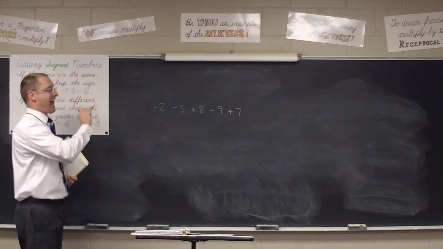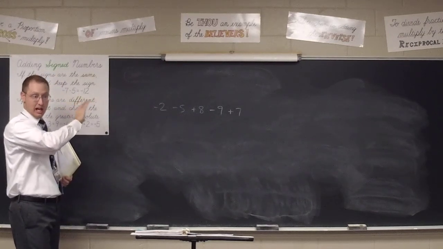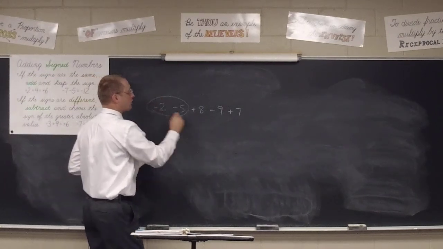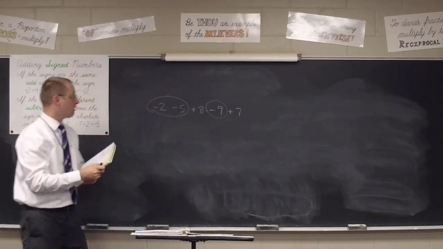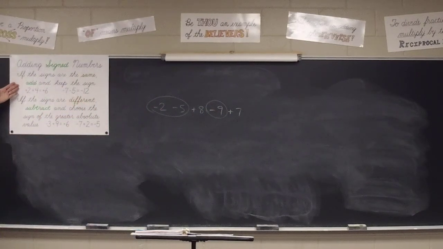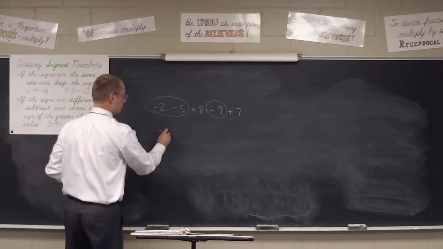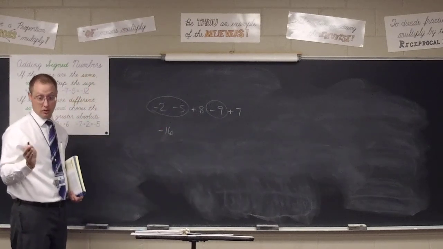Here's the best way to add a series of addends together. Get all your negatives together. Reason? If all the signs are the same, you get to just add and keep the sign, so it's super easy. What do I get when I add all my negatives? Negative 16. Addition is easy, a lot easier than subtraction.